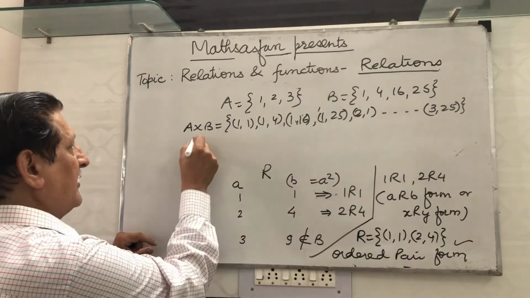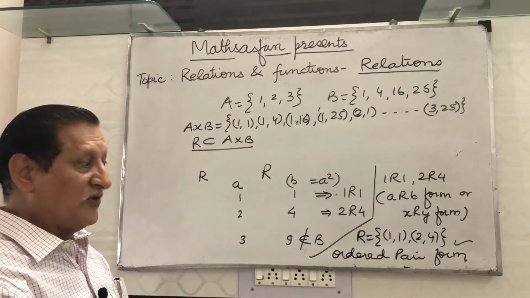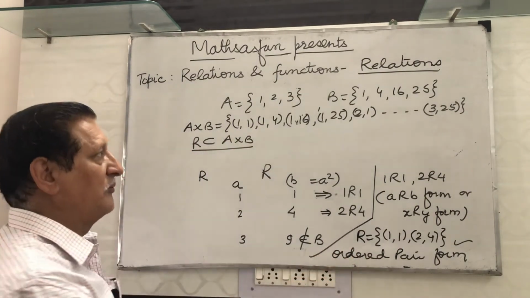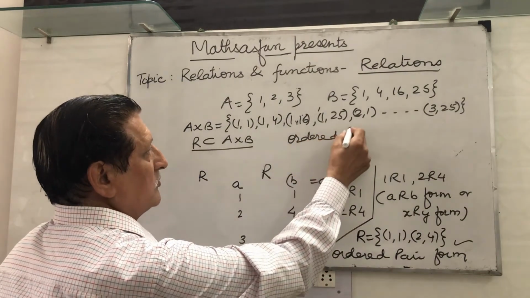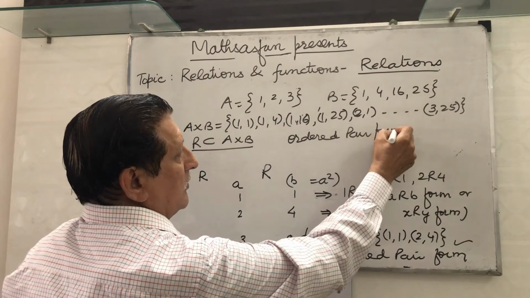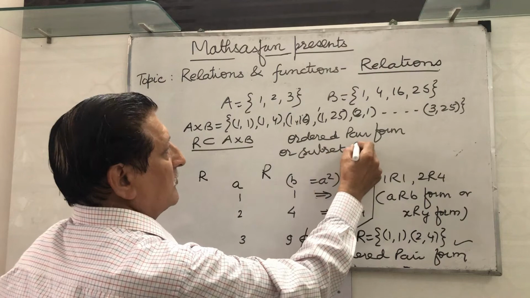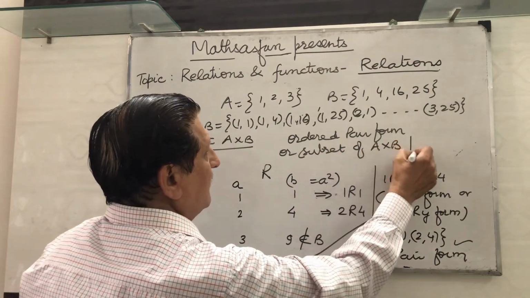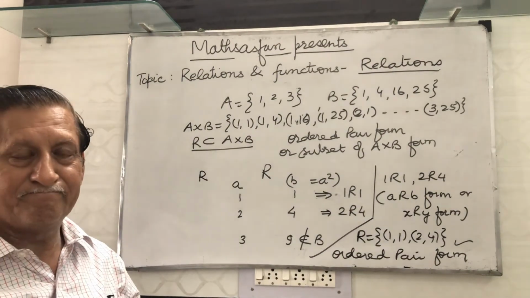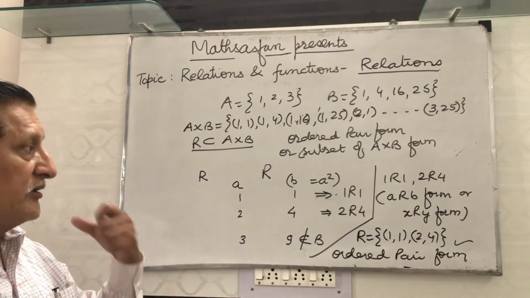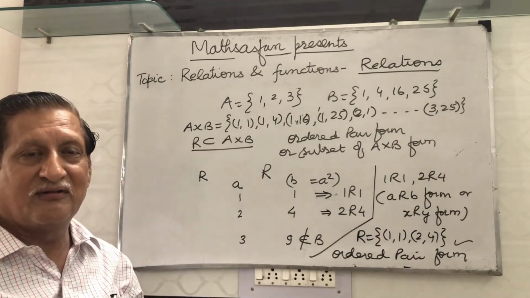It means we can say that R is a subset of A cross B. So we can read this R either in ordered pair form, as I told you, or as a subset of A cross B form, because it is coming from A cross B. Now think, what can we say for the definition of relation then?